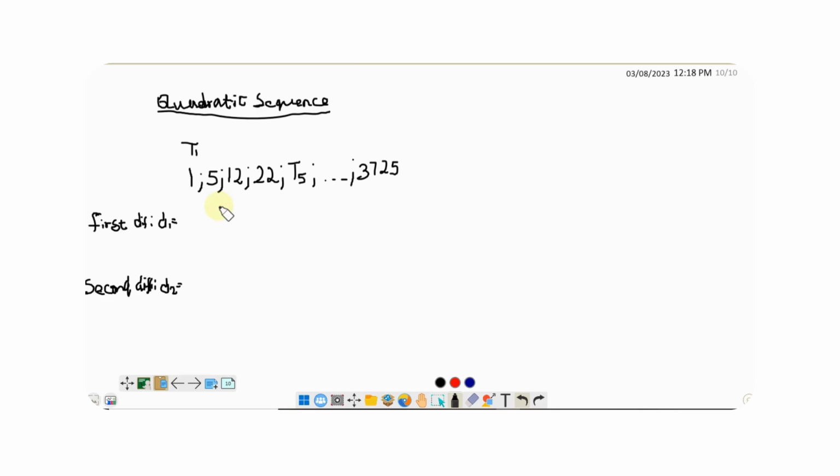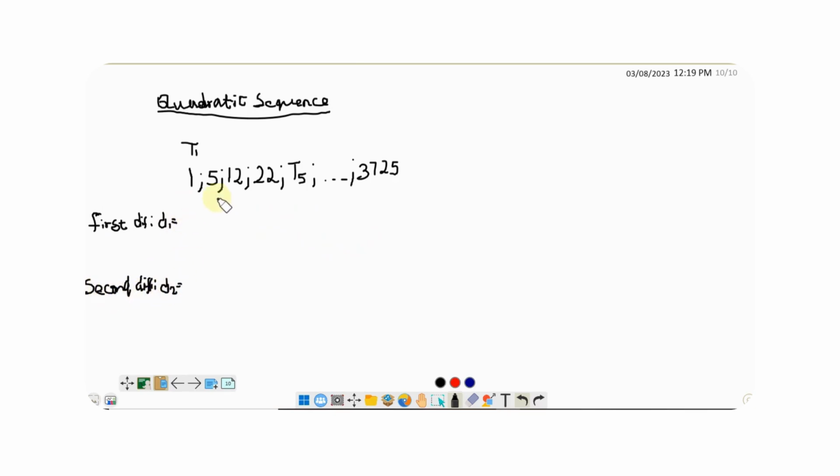And for geometric, 5 divided by 1 is 5. 12 divided by 5, that is not 5. So we see that it's not geometric. So then we start to get other relations. So with a quadratic equation, guys, you have the first difference and the second.